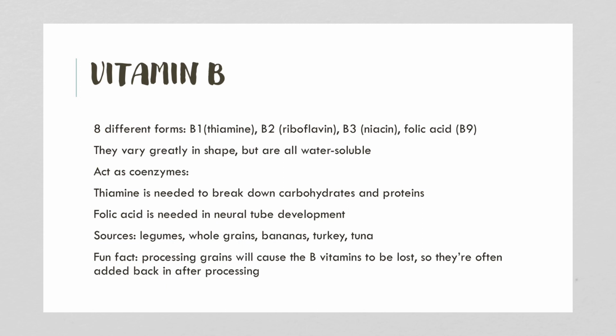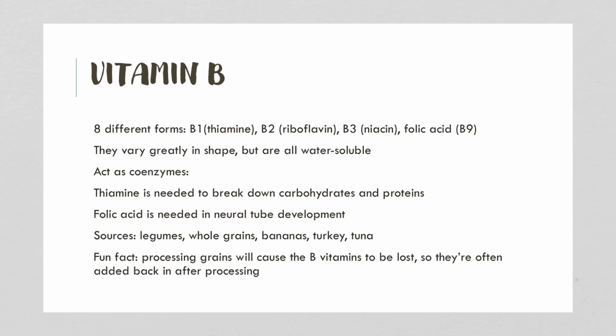Folic acid is a coenzyme that helps close the neural tube. If you remember in biology when we were learning about neural development, the neural tube is the tube that surrounds the spinal cord. So if it doesn't close properly, fetuses can develop something known as spina bifida. So those are 2 examples. Sources of vitamin B would be legumes, whole grains, banana, turkey, and tuna.